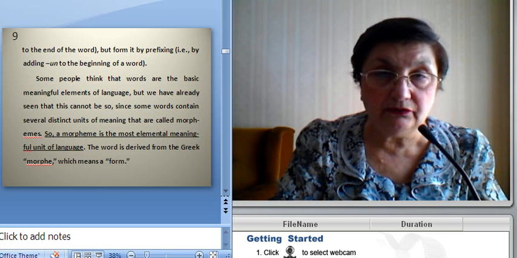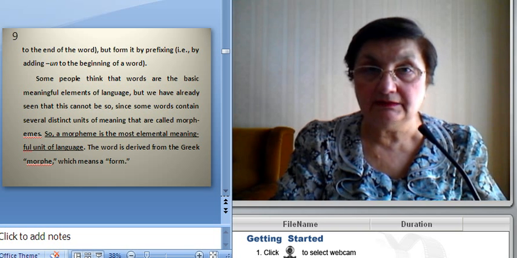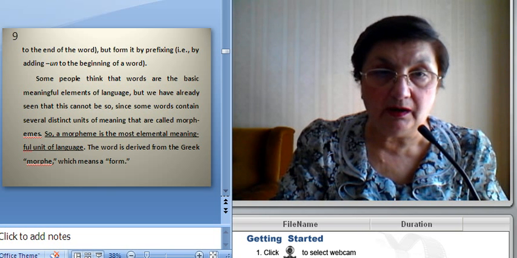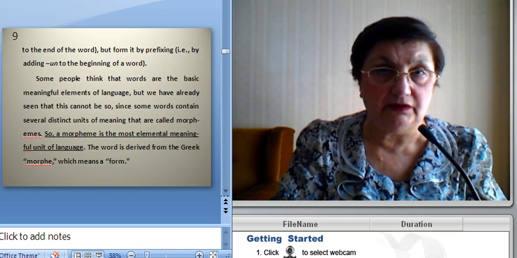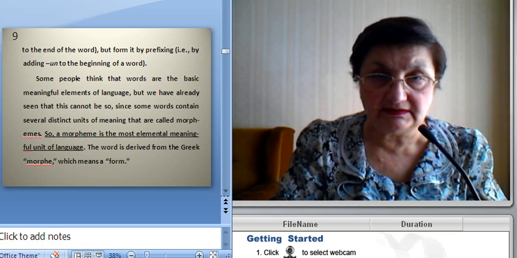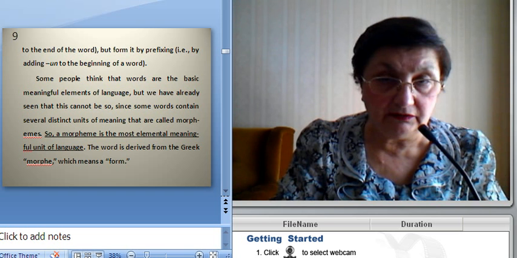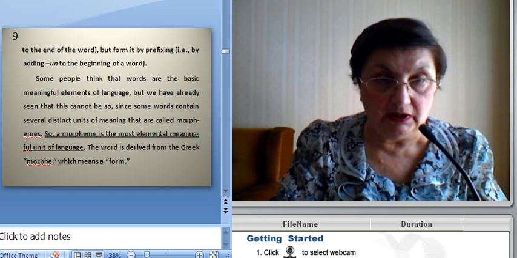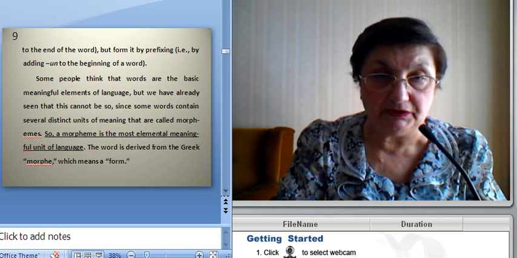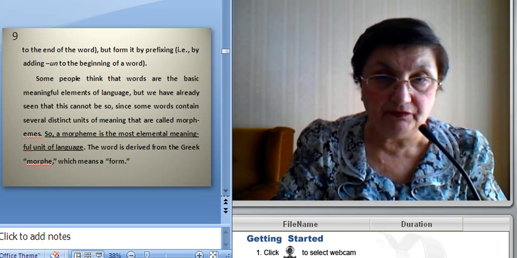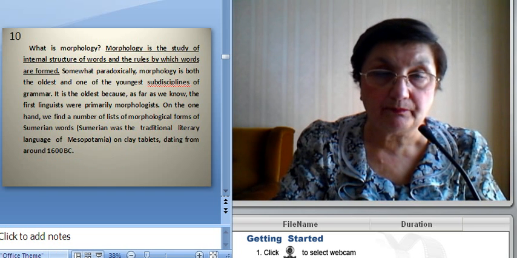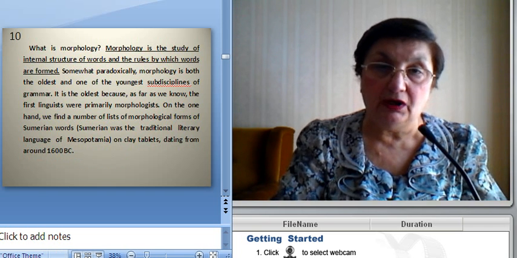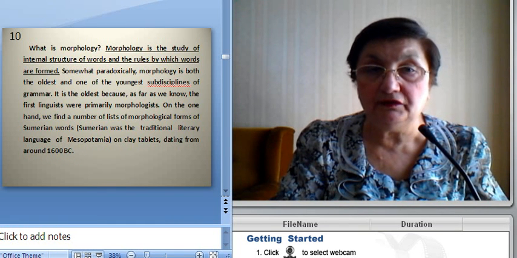Some people think that words are the basic meaningful elements of language, but we have already seen that this cannot be so, since some words contain several distinct units of meaning that are called morphemes. So, a morpheme is the most elemental meaningful unit of language. The word is derived from the Greek morph, which means a form. What is morphology? Morphology is the study of internal structure of words and the rules by which words are formed.